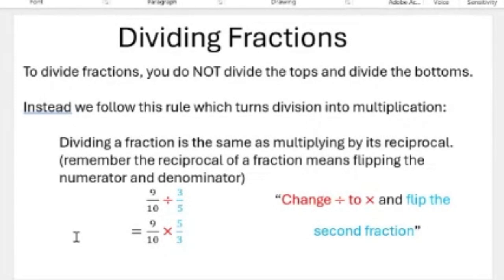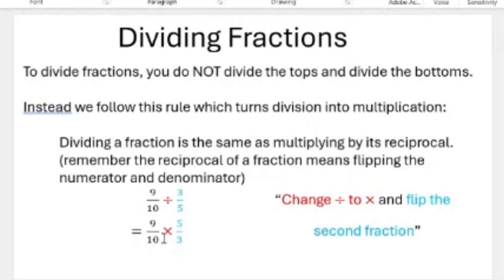What a weird rule, you might be thinking. I will talk a little bit after a couple examples of why, just a little hint of why that works. But the main thing is you just want to remember that rule. Change the division to a multiplication and flip the second fraction. And that is how you do division. So here we've taken our first step. We've changed it to multiplication by the reciprocal.